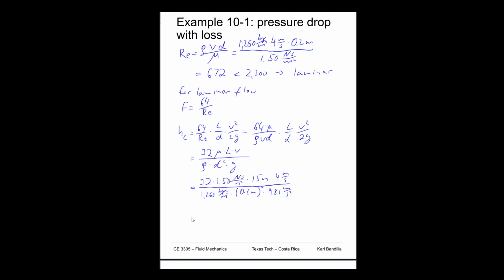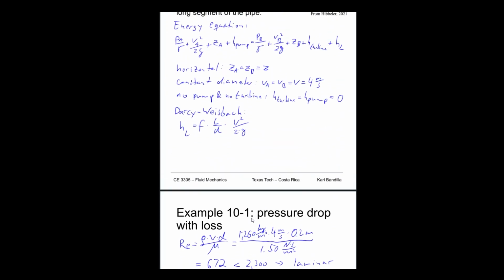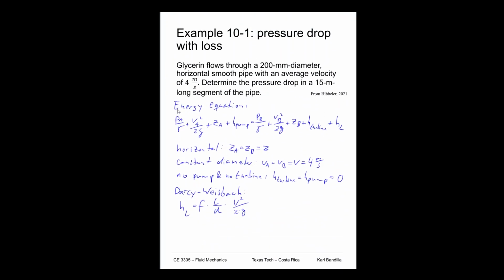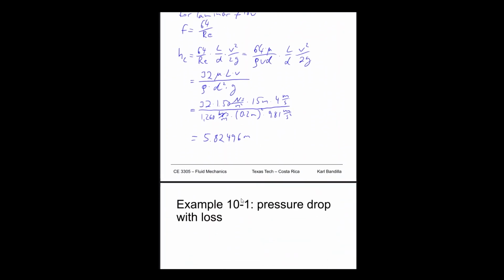All right, so if I put that in, I get a head loss of 5.82496 meters. All right, let's go back to our energy equation. So the PA we're looking for, the VA we have, the ZA we have, the pump we have, the PB we're looking for, the VB we have, the ZB we have, turbine and H loss. We have everything. So that means we can go and write our energy equation again.